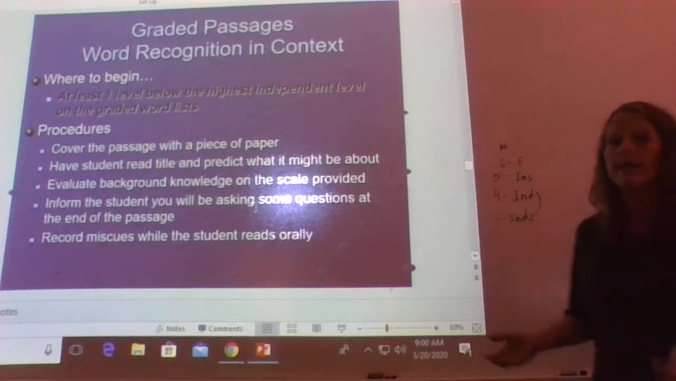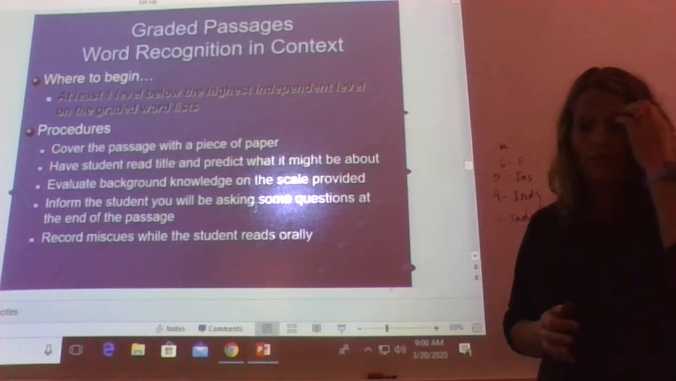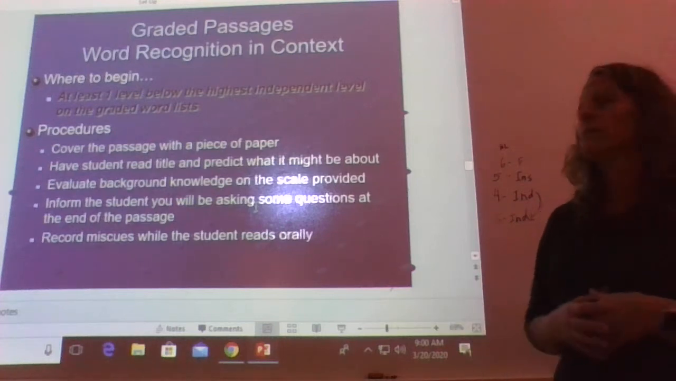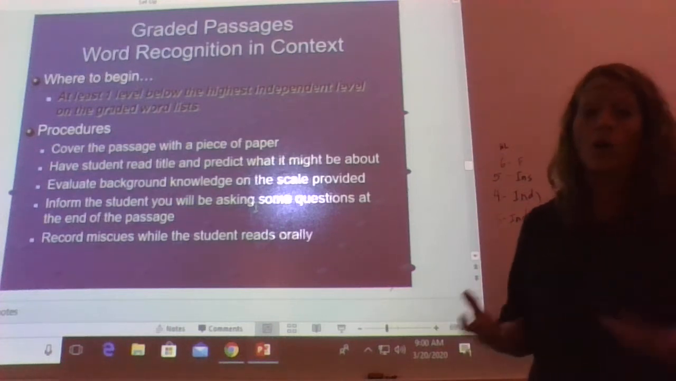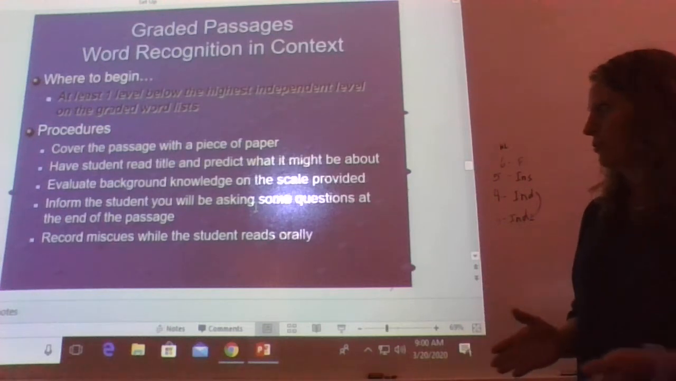Now, notice it says "at least." That means if you think that they need to do a lower level passage, that's okay too. This is just a general guideline. It's not always the answer for every student.